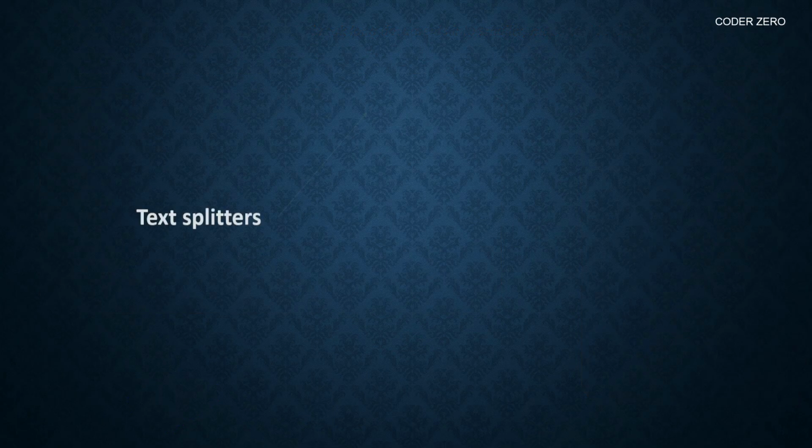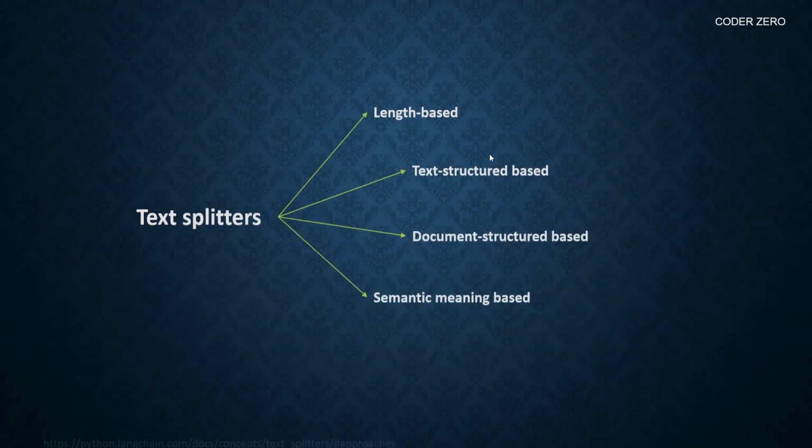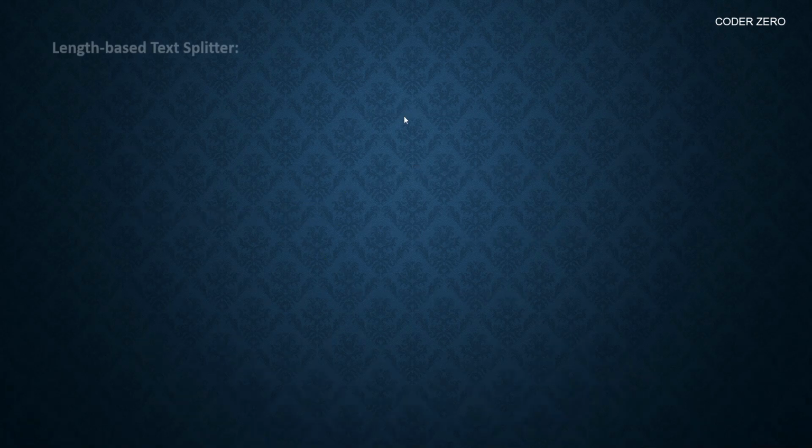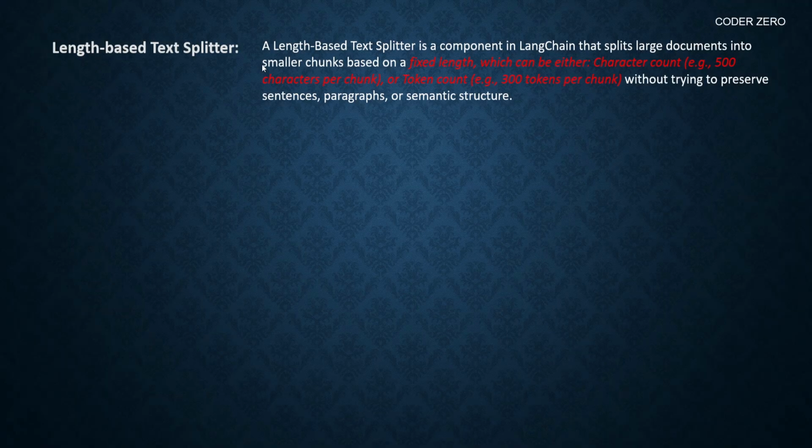And in LangChain, we have length-based splitter, text structure-based splitter, document structure-based splitter, and semantic meaning-based splitter. Now, what is a length-based splitter? A length-based splitter in LangChain splits large documents into smaller chunks based on a fixed length. This fixed length can be a character count or token count.